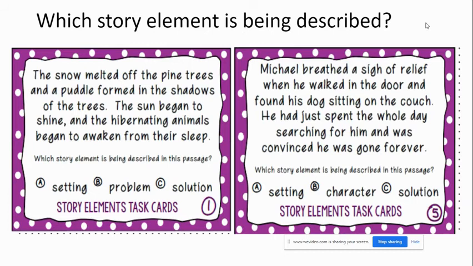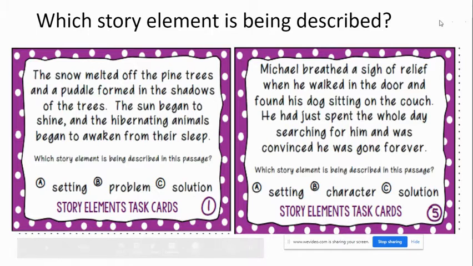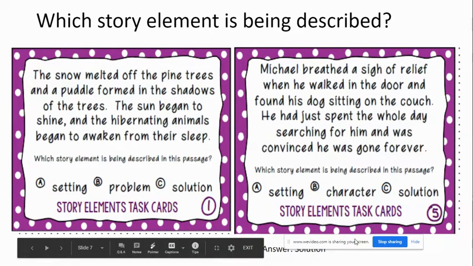All right, so which story element is being described? What I would like for you to do is read the two task cards and then decide what story element the passage is going to be about. Is it about the setting, the problem, or the solution? Choose your answer, and then you can upload this via Class Dojo or on a piece of notebook paper. After you've done that, you may come back and check your answers.